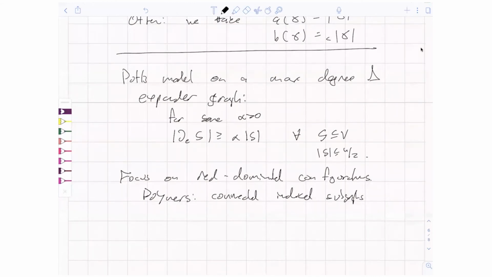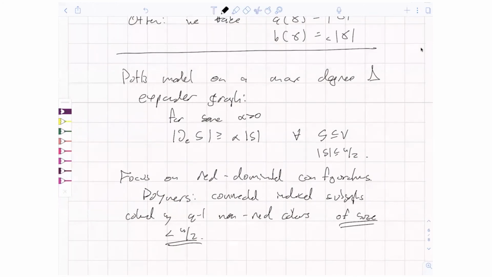So polymers will be connected induced subgraphs colored by the q-1 non-red colors, just as before. But these connected induced subgraphs will be of size less than n/2. Okay, so that's the only change from the previous polymer model, that we insist that these defect polymers are bounded in size. So they can't be this big blue blob that dominates the thing. And we're hoping that this is enough to actually just capture deviations from the ground state.